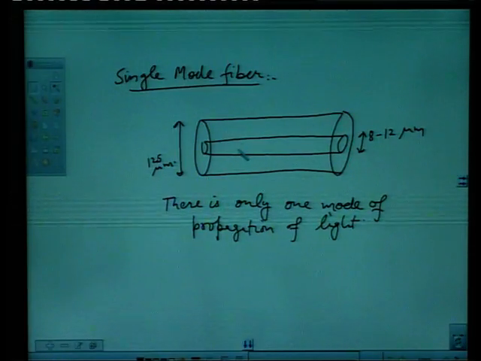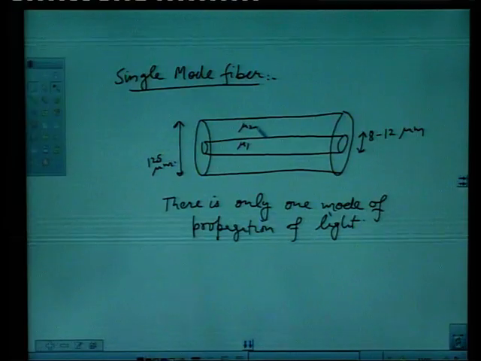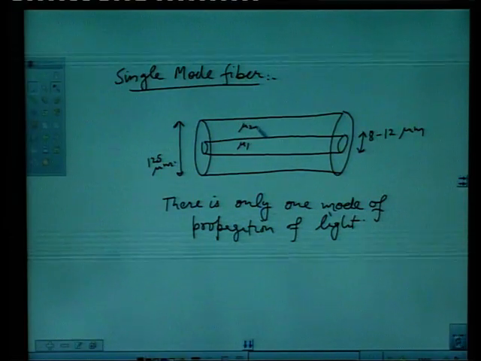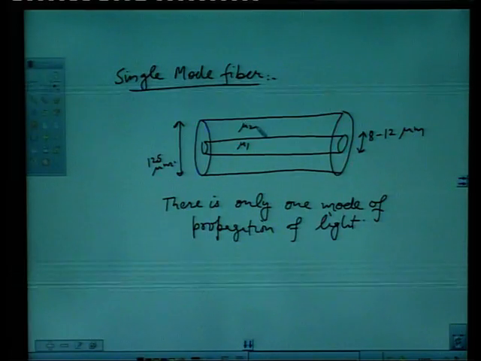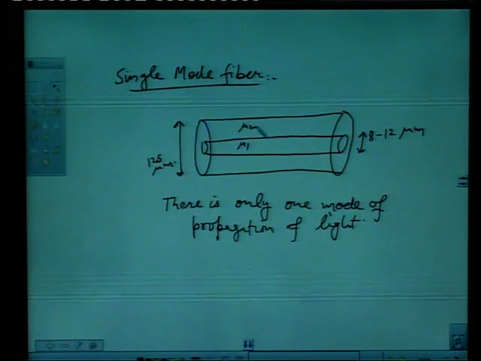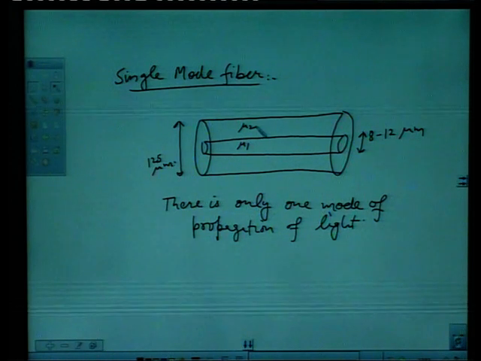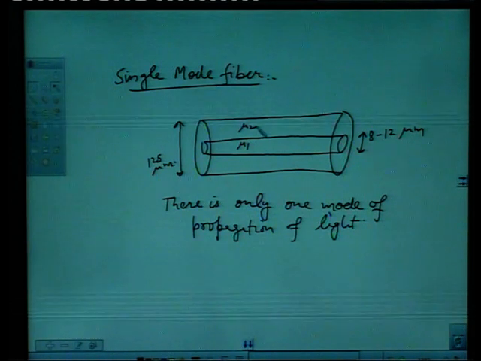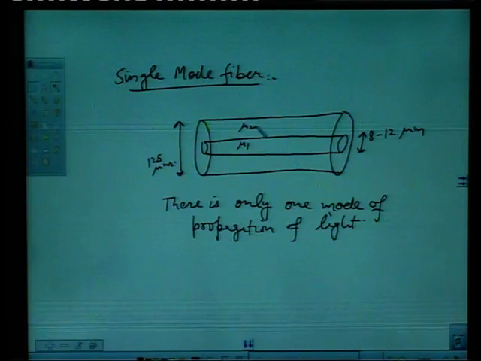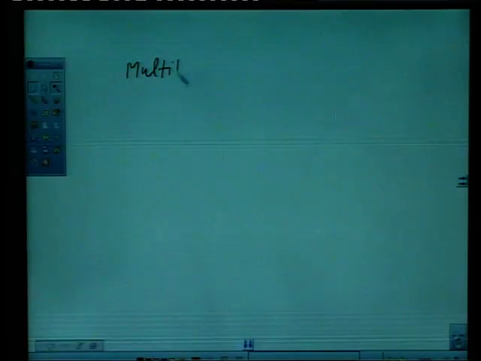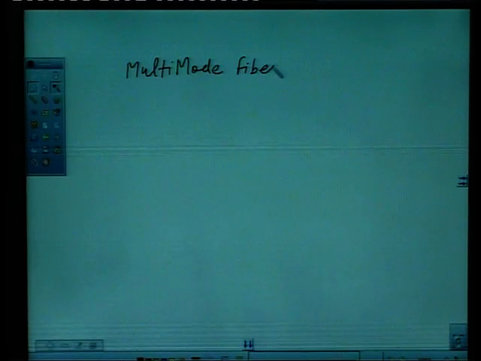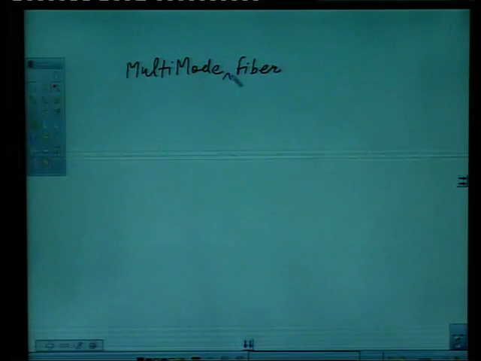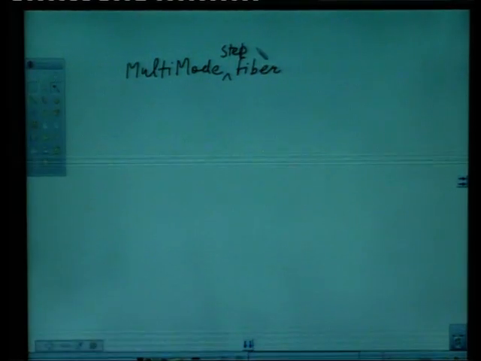And the second point is that mu1 and mu2 are the refractive indices used. The refractive index of this core is constant throughout from the center to the boundary. It remains mu1, and mu2 is also constant for the cladding. Now the second one is multi-mode fiber. This is the step index fiber.